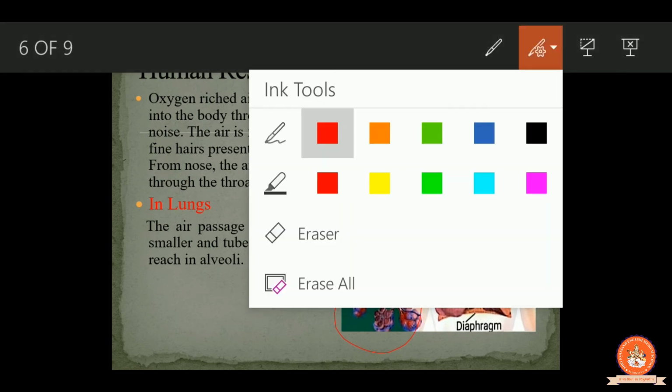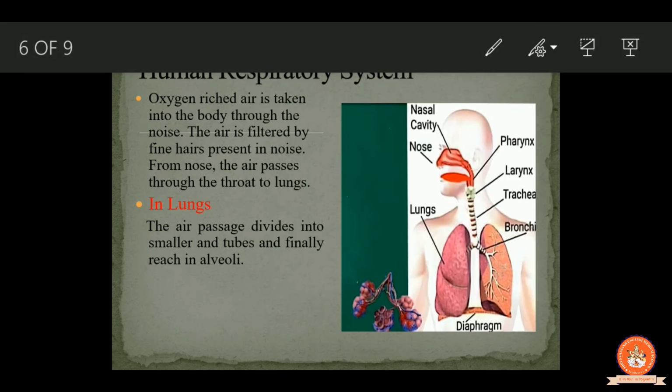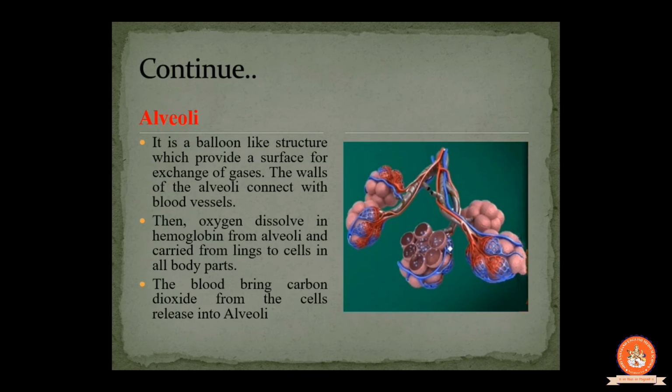अब after reaching the alveoli, now what happens? See, alveoli is a balloon-like structure. देख रहे हैं आप, it's a balloon-like structure, which provides a surface for exchange of gas. क्या प्रोवाइड करता है? ये गैस एक्सचेंज के लिए सरफेस प्रोवाइड करता है. इसकी सरफेस पे क्या होता है? गैस एक्सचेंज हो रही है. The wall of the alveoli is connected with the blood vessel. As you are seeing red and blue lines, आप देख रहे हैं वो alveoli के ऊपर है. It's a blood vessel. So the wall of the alveoli connects with the blood vessel.